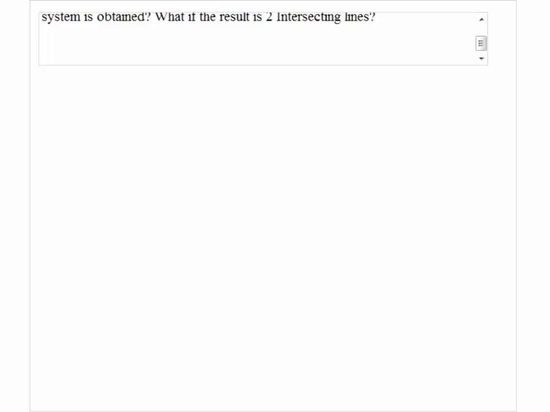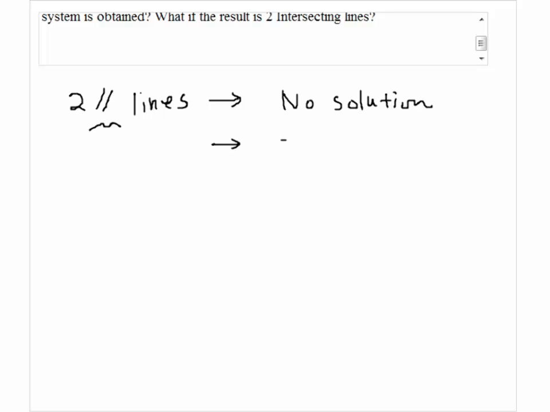If the system of linear equations results in two parallel lines, what type of system is obtained? Notice that there are no solutions since two lines do not intersect. So the system is called inconsistent.